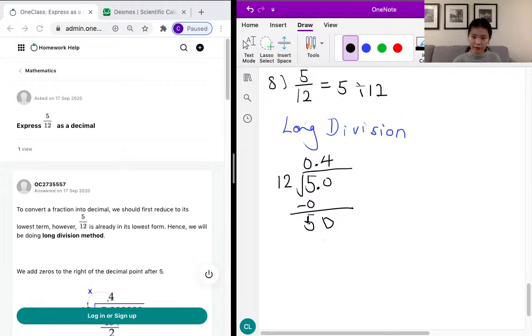And 12 times 4 will be 48. Perfect. And the remainder of 50 minus 48 will be 2, so we drop the 0 down to get 20. And the largest number we can put here is 1. So that will just make 1 times 12 equal to 12. And 20 minus 12 will just be 8. Again, we drop the 0 down to here.